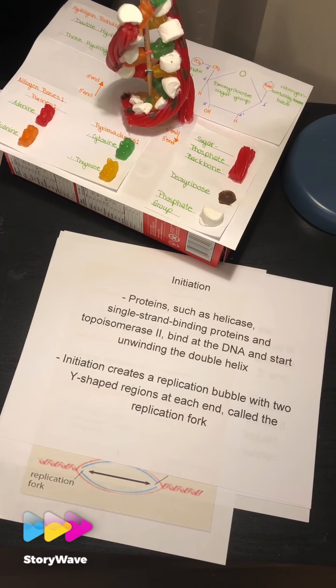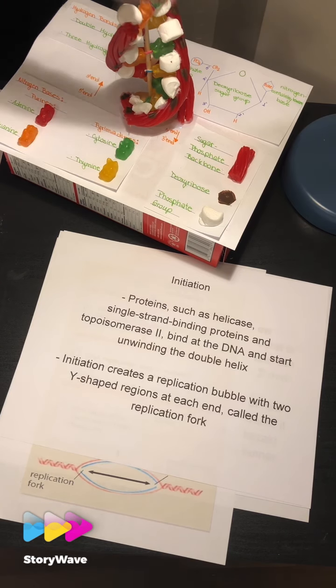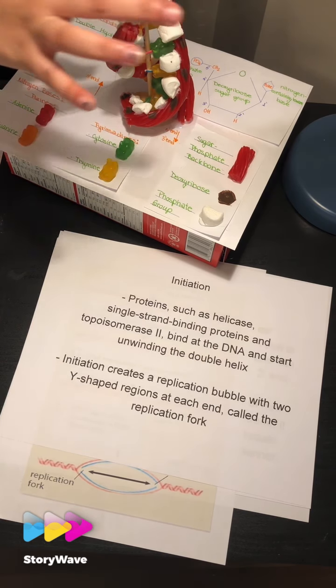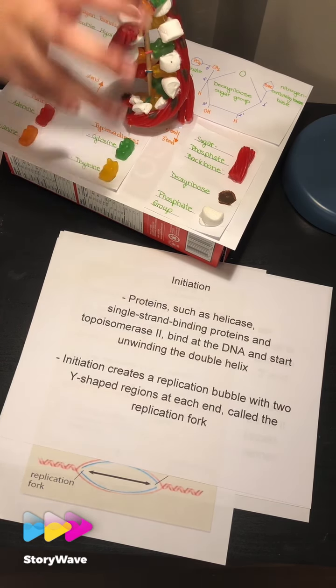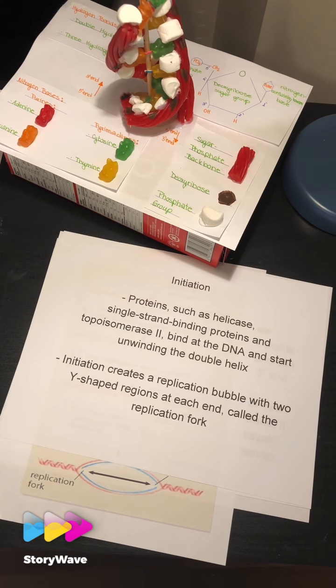breaks. And then we have the single strand binding proteins, which help to stabilize the newly unwound single strands. And those single strands have a tendency to reform into a double helix if they're not checked. So once the helicase weakens the hydrogen bonds, each side becomes a single strand. They're no longer connected together.